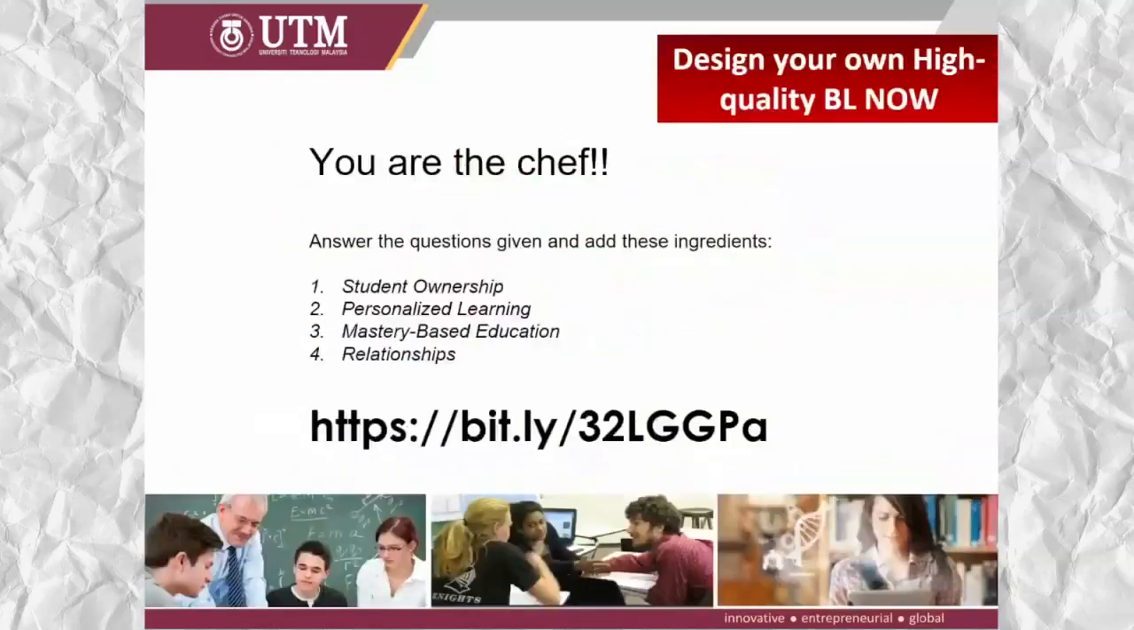So finally, what I'm trying to say is that you are the chef. Nobody can tell you what to do. You can always choose what sort of teaching and learning approach you want to apply, and make it higher quality. Please apply these 4 elements: student ownership, personalized learning, mastery-based education, and relationship, in your teaching and learning process. So again, you are the chef. You do the design framework for your classroom.